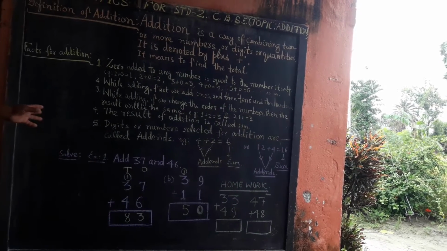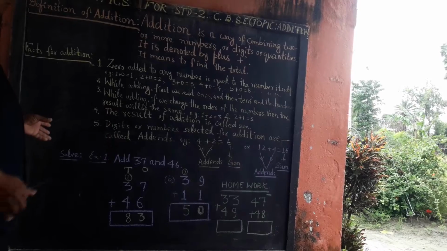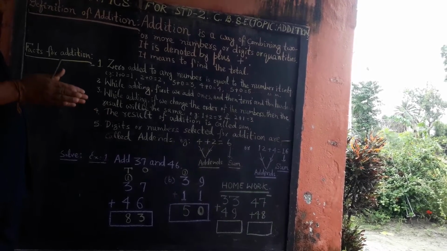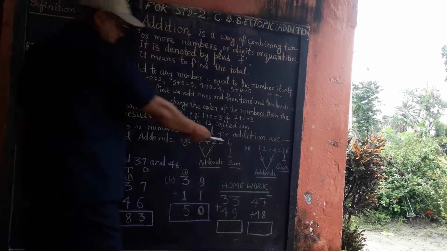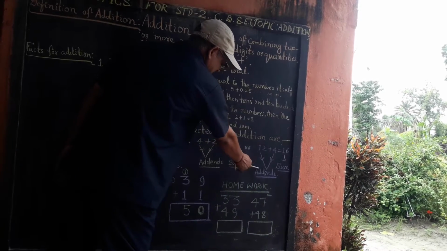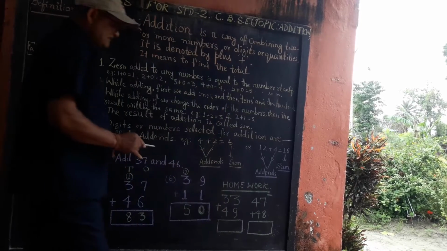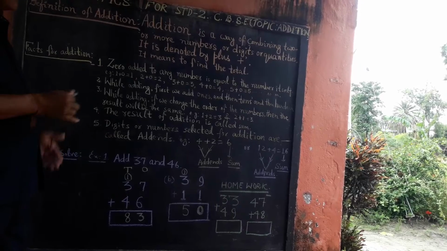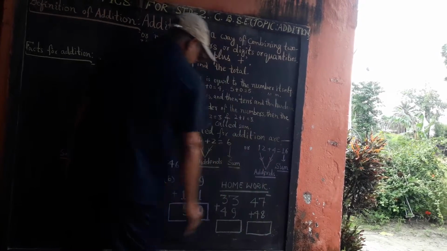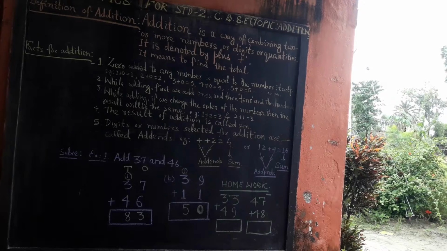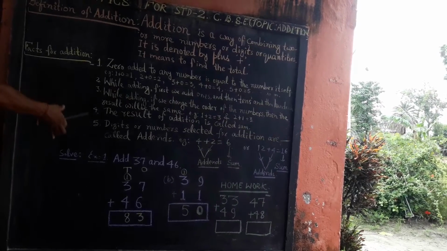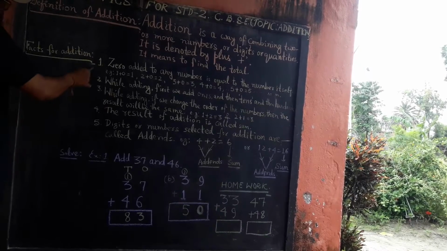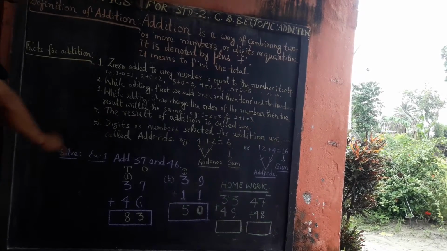In examination, if a question comes that what do we call the numbers which are selected for addition, then you have to write addends. And if a question comes what we call the result of an addition, then you have to write the answer, sum. Now we will complete the process of addition by keeping all these facts in mind.